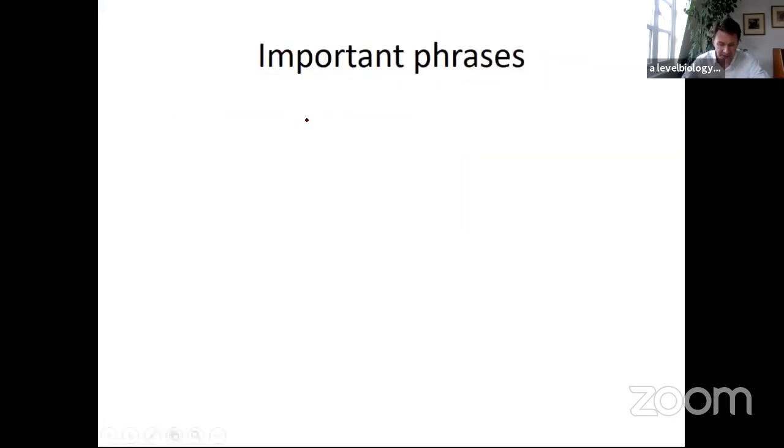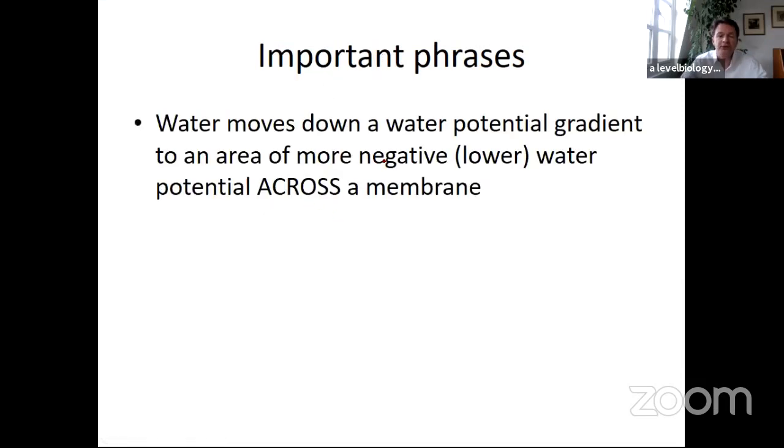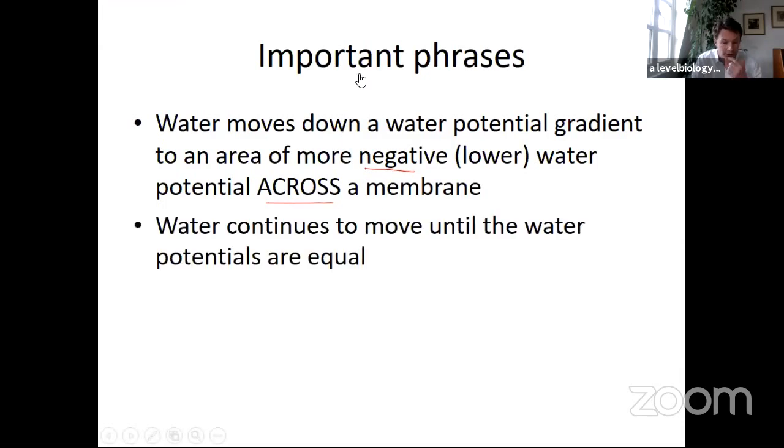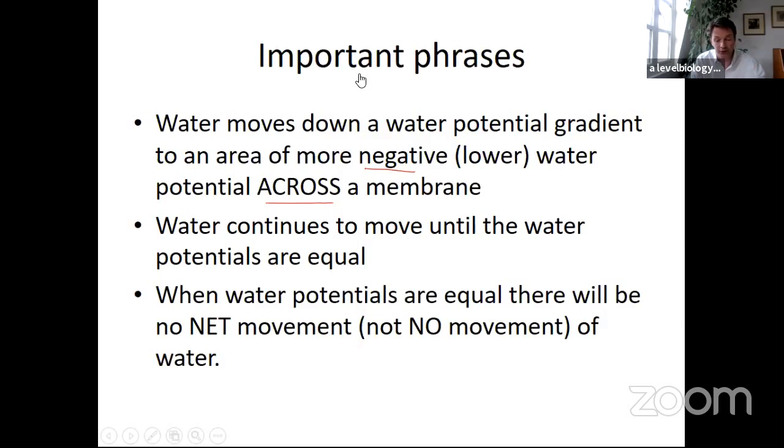Important phrases to use with this are that water moves down the water potential gradient to an area of more negative water potential across a membrane, the phospholipid bilayer in most cases. Other important phrases: the water continues to move until the water potentials are equal. And when the water potentials are equal, there'll be no net movement, not no movement of water, no net movement of water.